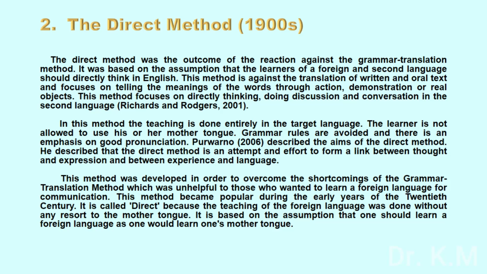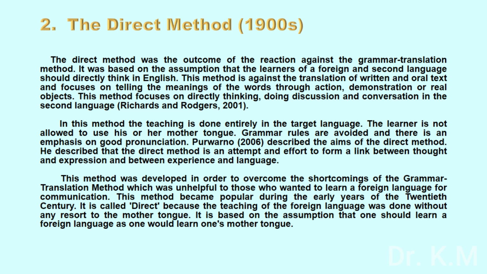2. The direct method, 1900s. The direct method was the outcome of the reaction against the grammar translation method. It was based on the assumption that the learners of a foreign and second language should directly think in English. This method is against the translation of written and oral text and focuses on telling the meanings of the words through action, demonstration or real objects. This method focuses on directly thinking, doing discussion and conversation in the second language.